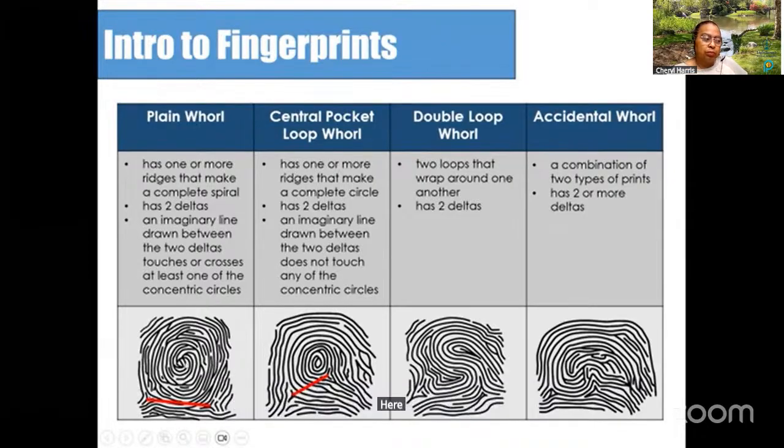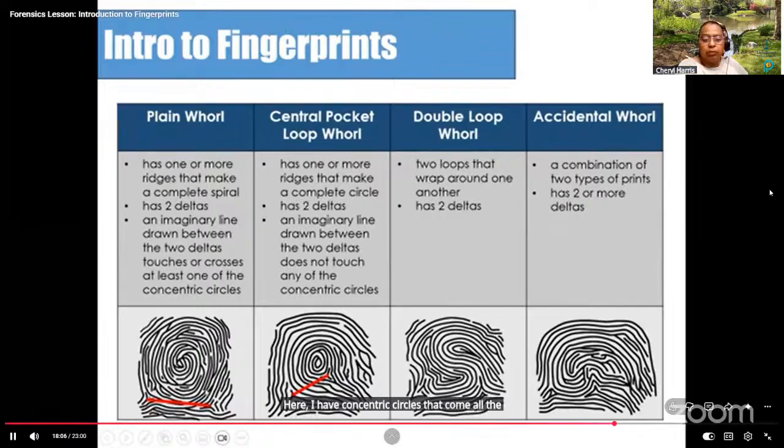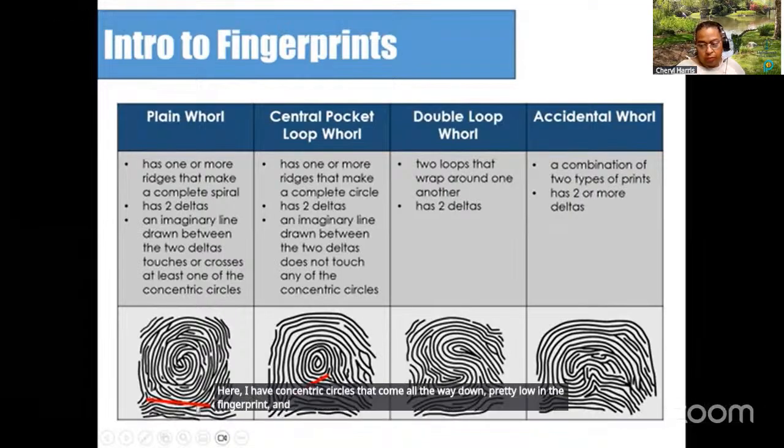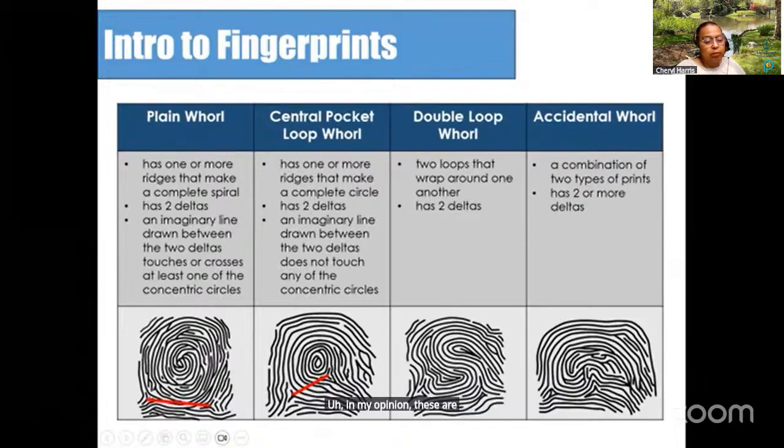Here I have concentric circles that come all the way down pretty low in the fingerprint, and it does cross that imaginary line that links the two deltas together. So this is how I know I have a plain whorl. In my opinion, these are the hardest to tell the difference between, but with a little bit of practice, in no time you'll figure it out.